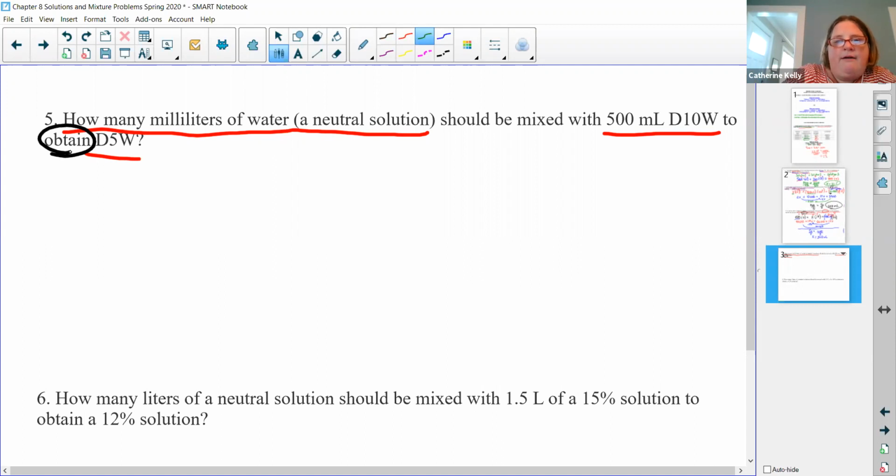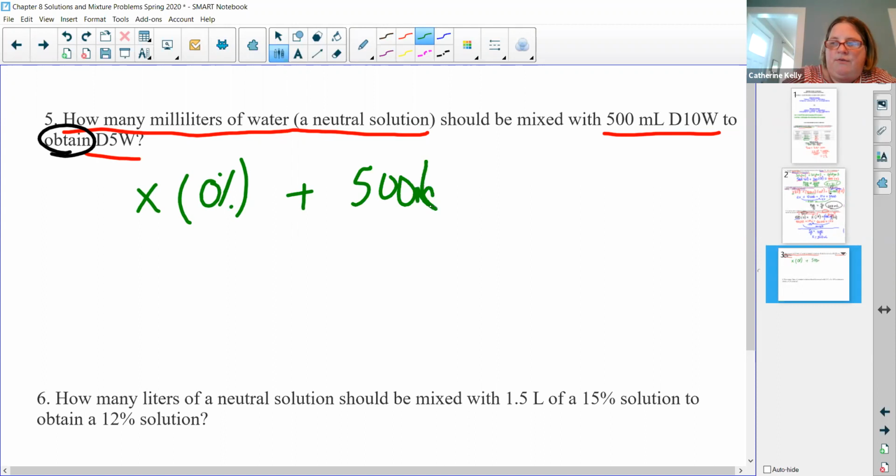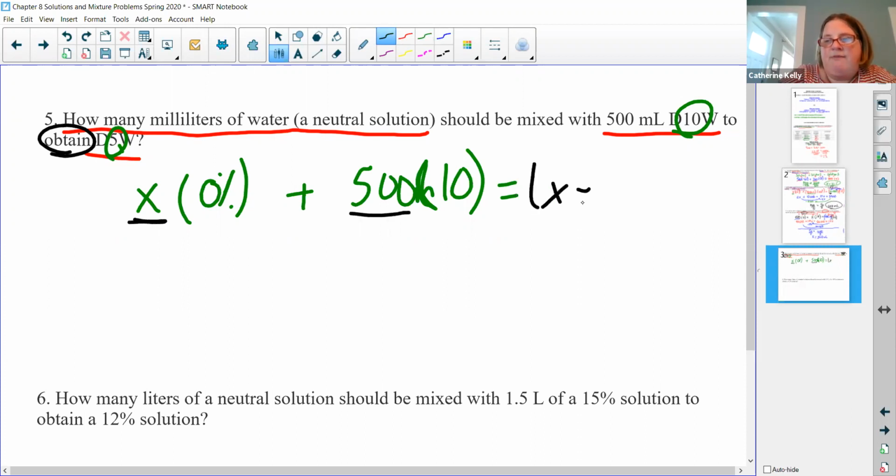So the first one I have how many milliliters of water, which is a neutral percent solution, should be mixed with 500 milliliters of a 10% solution, because dextrose 10 in water, this is 10%. This would be the percentage. If it was a 5, it would be a 5. Oh, look, we have a 5 here. If it was a 20, it would be a 20. And the volume of that, there's nothing, but I have to add this plus this. So X plus 500 to obtain a 5% solution.